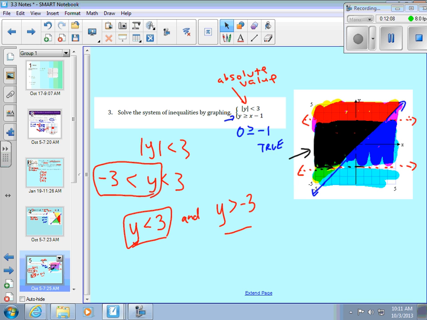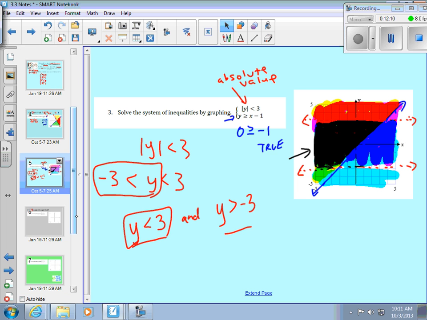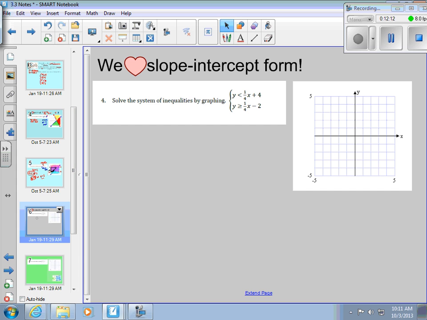All right. On the back, what I want you to try for tomorrow is try graphing out number 4. So I want you to see if you can graph out and shade this one in. So for number 4, those are in slope-intercept. I think you can get that one. Graph them out, shade in, see where the overlap happens.